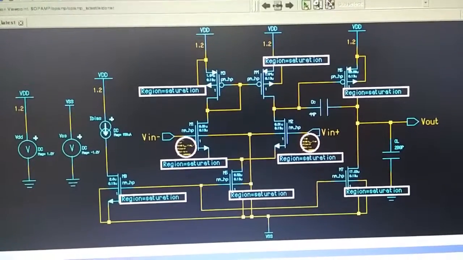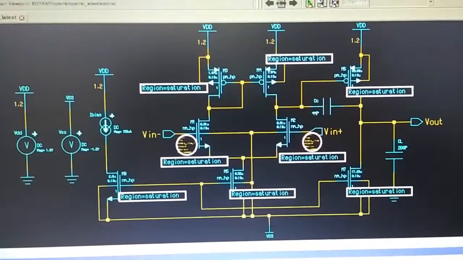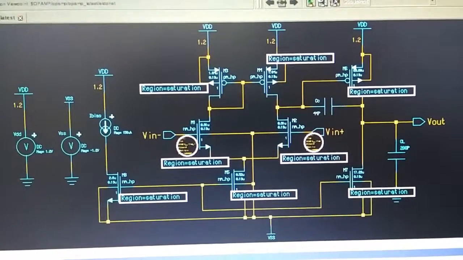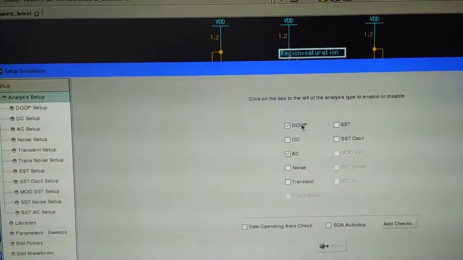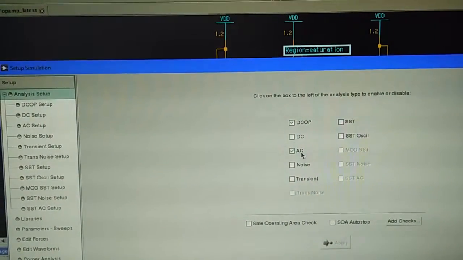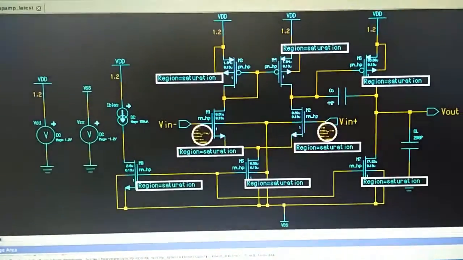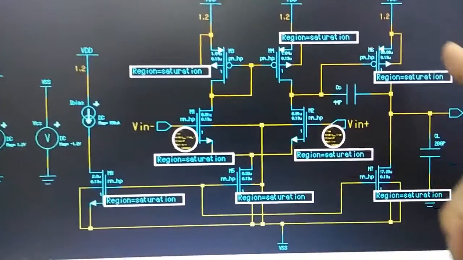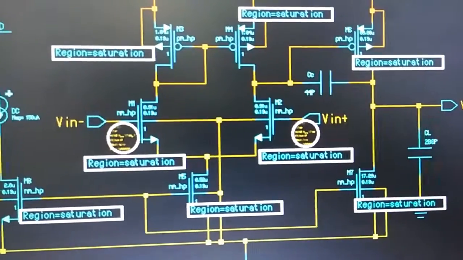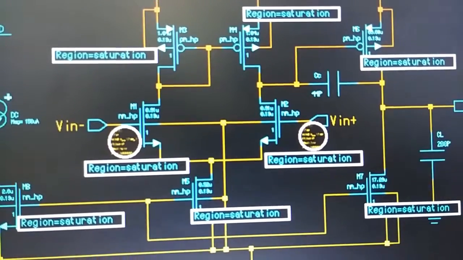Now we will verify our design using the Mental Graphics EDA tools. First of all, we will run through the DC operating point and AC simulation. This shows that we run the DCOP and AC simulations. After we run through the DCOP simulation, it shows that all the transistors are operating in saturation in order to amplify the input signal.